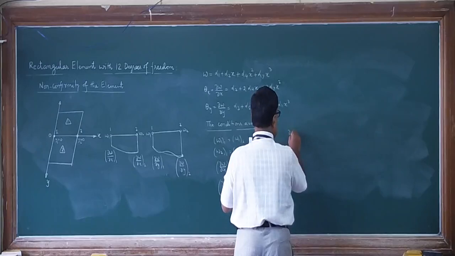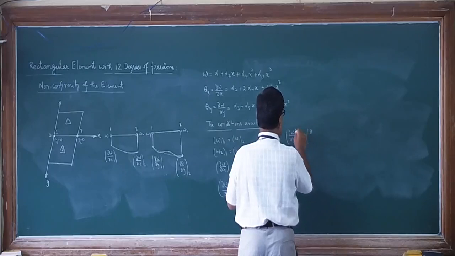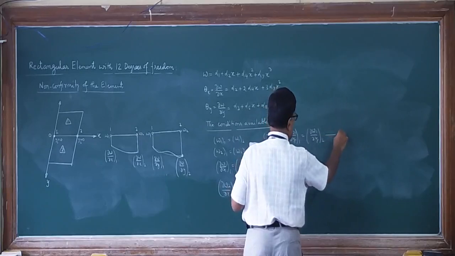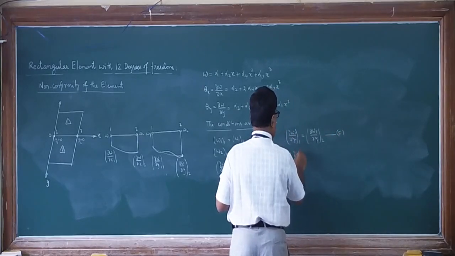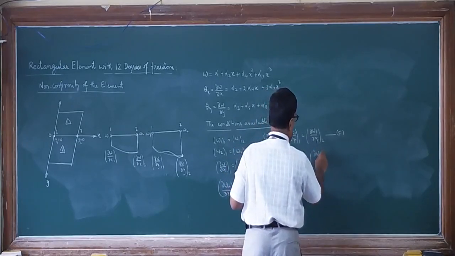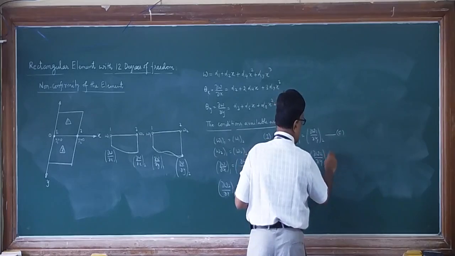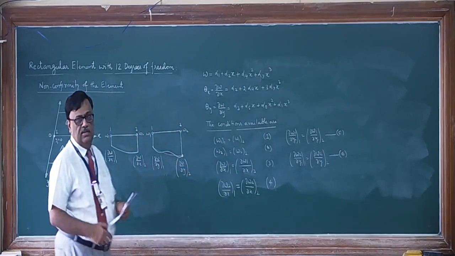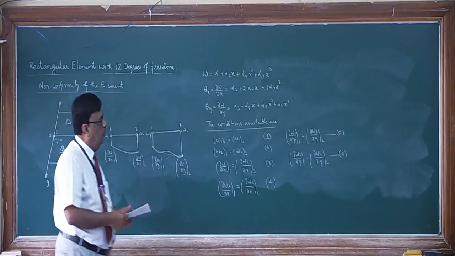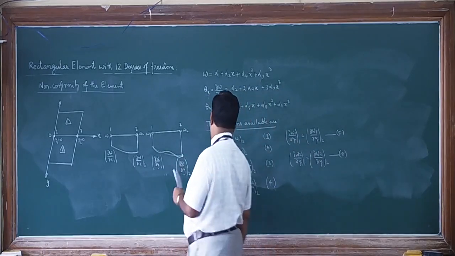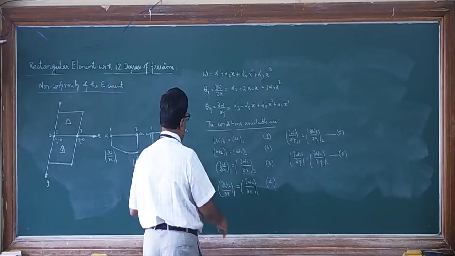The next 2, that is ∂W1/∂Y at 1 must be equal to ∂W1/∂Y at 2. This is our fifth equation. ∂W2/∂Y at 1 must be equal to ∂W2/∂Y at 2. This is your last equation. So if you look at these 6 equations, out of that 1, 2, 3, 4, there are 4 equations in 4 unknowns. If you look at this, what are these 4 unknowns?